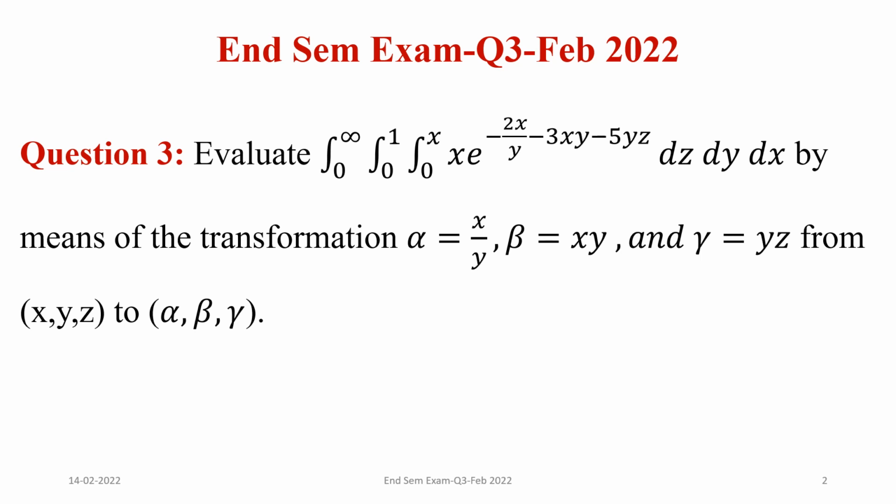y, beta is equals to xy, and gamma is equals to yz. So we can transform this coordinate xyz to alpha, beta, gamma. You can consider u, v, w, whatever you can easily find out. So this is the triple integration that was asked in the end semester examination. So let's see the solution of this question.